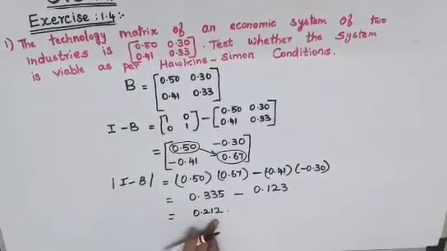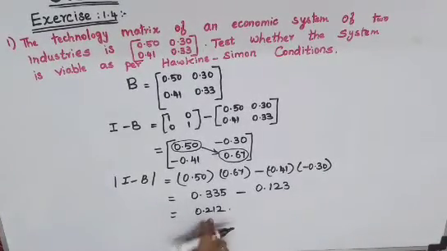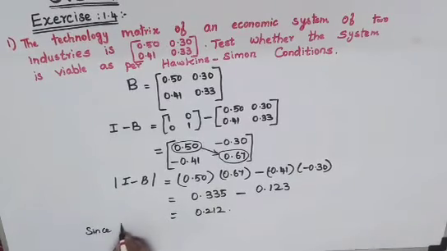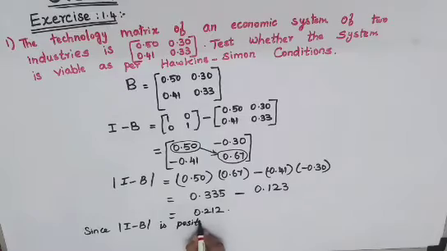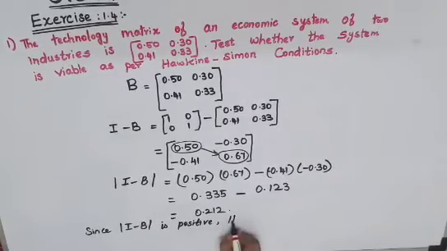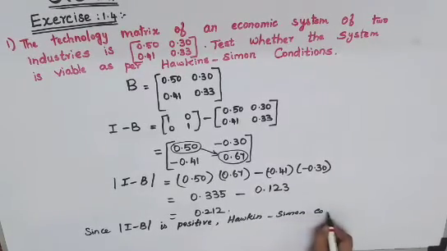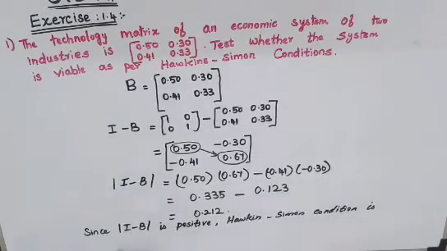The answer should be positive, otherwise it would be negative. So if it is positive, then we can write: since the determinant of I minus B that we have found is positive, therefore the Hawkins-Simon condition is satisfied.